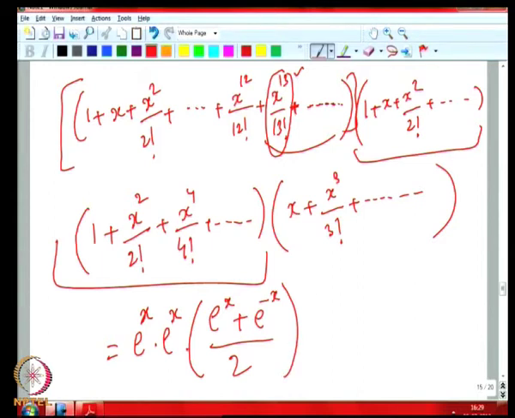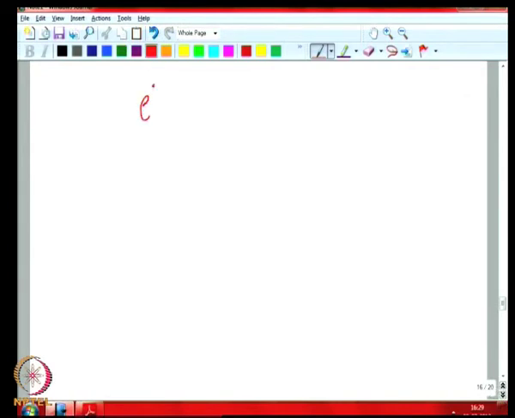And the last one, I am claiming, is e to the power x minus e to the power minus x by 2. Why is it so? These two things I have to substantiate. I will just write once again what e to the power x is: 1 plus x plus x square by 2 factorial plus x cube by 3 factorial and so on.